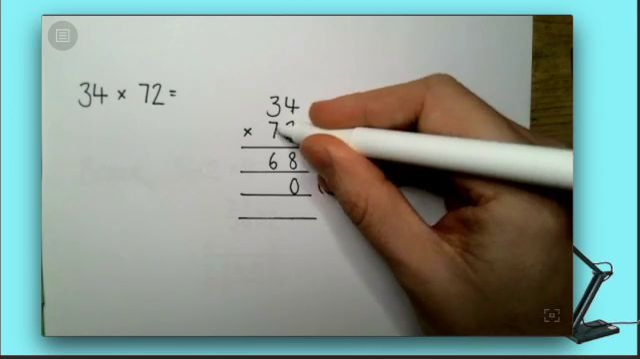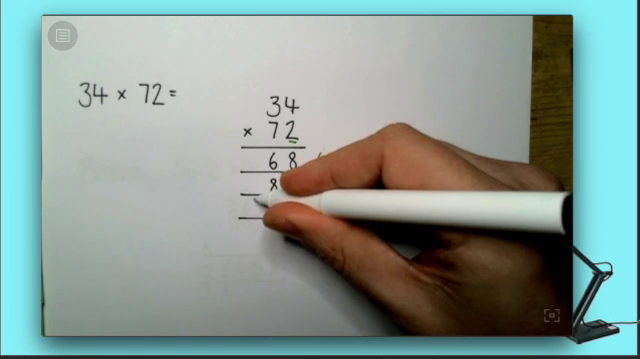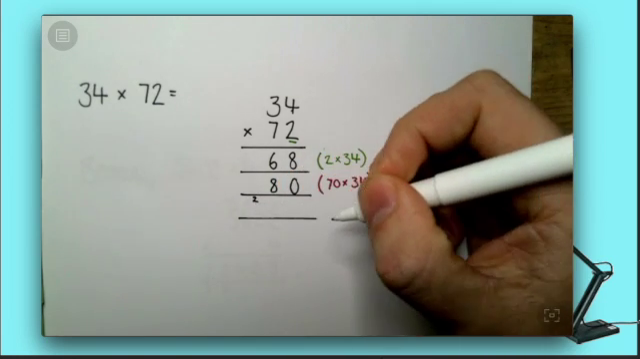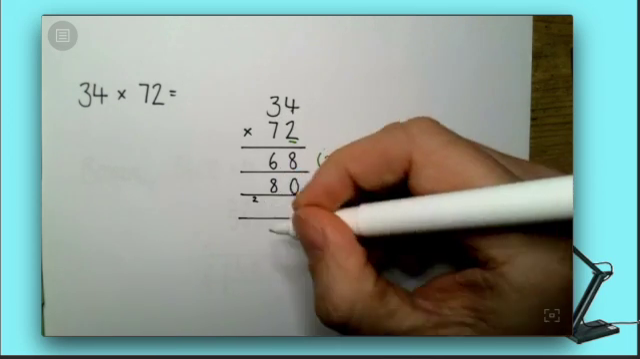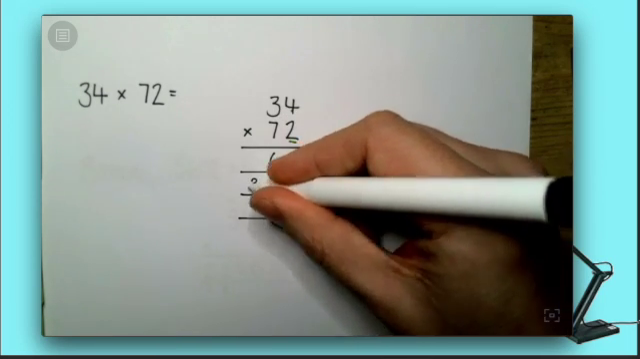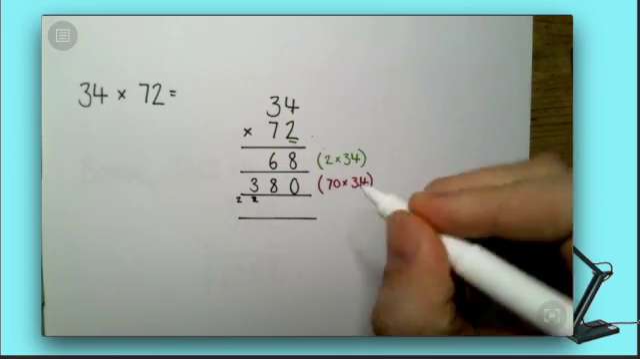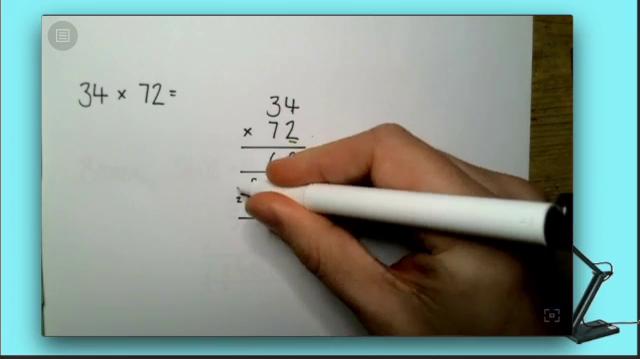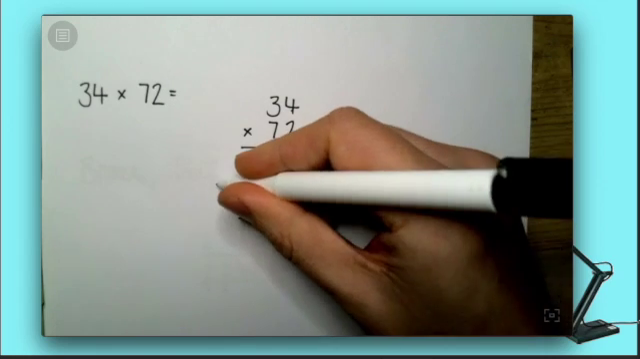70 times 4. 7 times 4 is 28. So put my 8 there, and my 2 nice and small down here. Okay? And 7 times 3 is 21. Add the 2, makes it 23. Cross it out, remember. Nothing left to times here because it's 70 times 34. That 2 comes up, I cross that one out. Now I'm ready to add up.